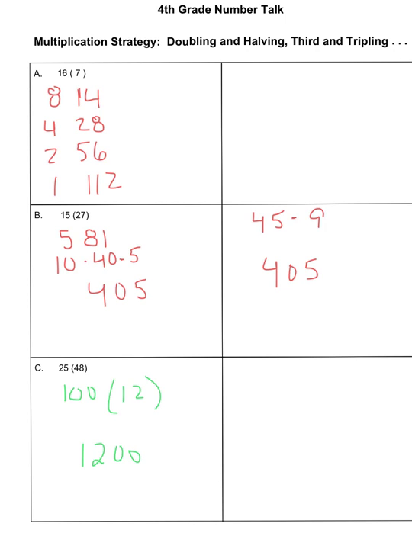Now, if you said, well, Mr. Harrison, I wouldn't have seen it that way. Maybe you just took it and said, well, I'm going to look at it as a doubling and halving. So I'm going to double 25. That's 50. Half of 48 is 24. Double that, that's 100. Half of 24 is 12. Again, that's going to still give me that answer. So these are a few different ways you can look at it.